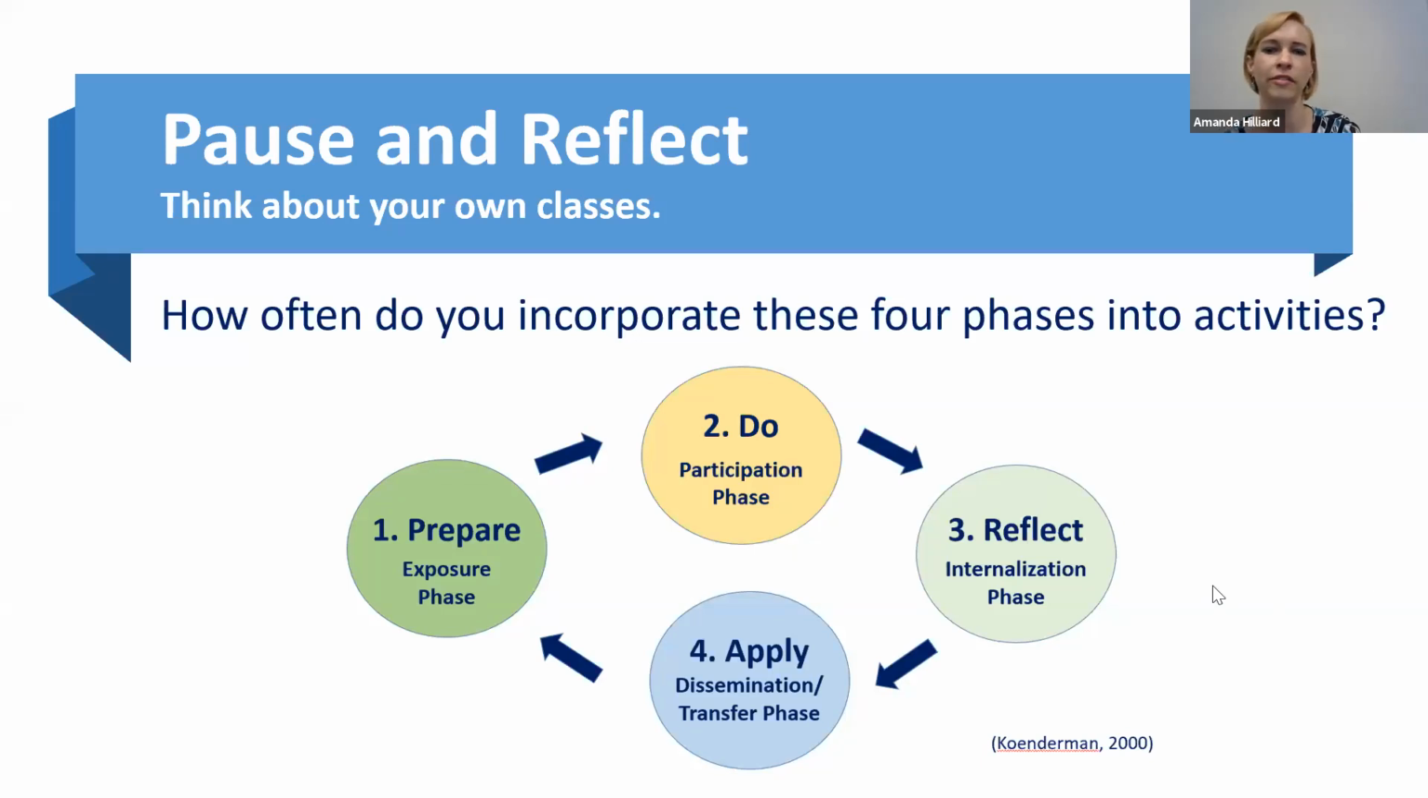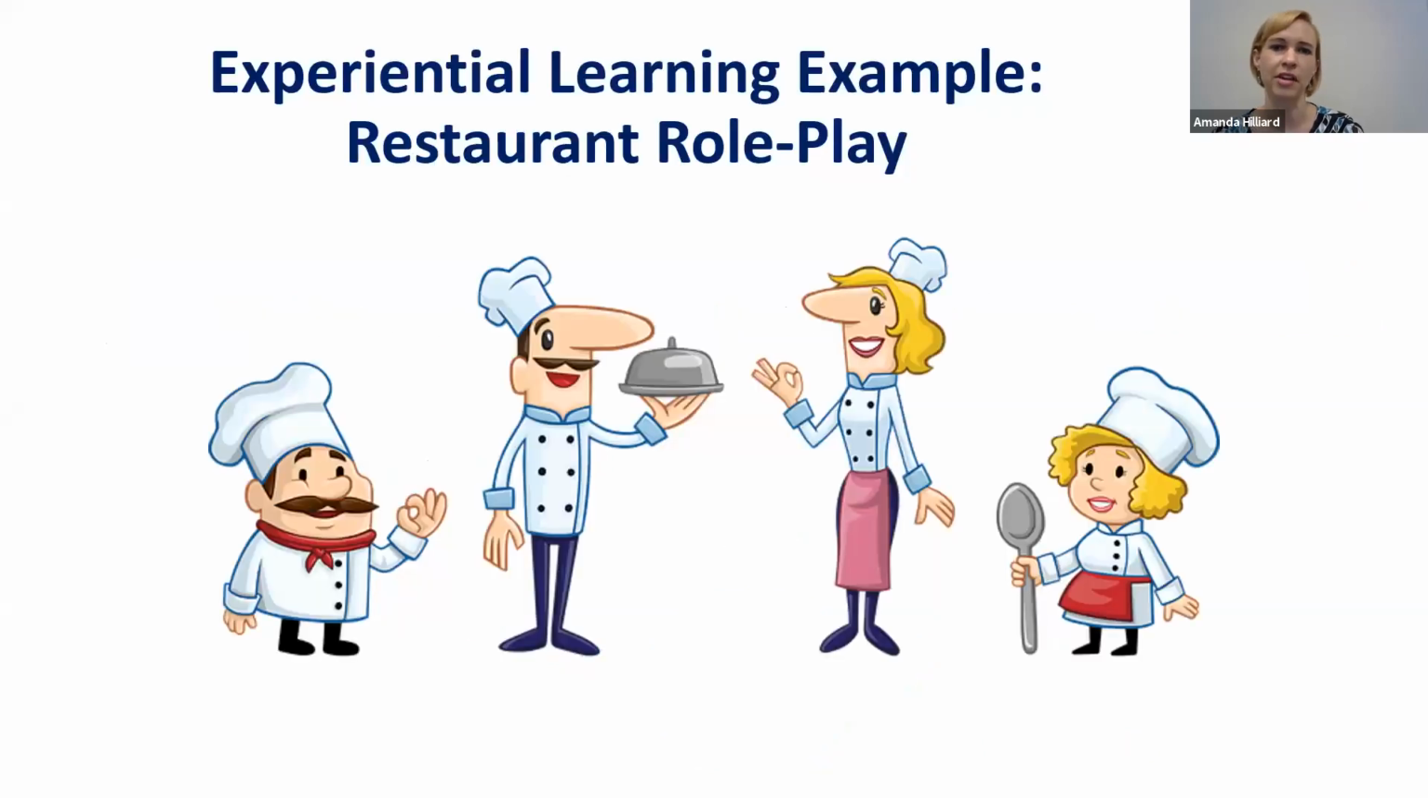Yeah, so it sounds like some of you are already using a lot of these phases, which is great, but maybe some of you said seldom or only sometimes. So hopefully you'll get some ideas about how you can incorporate all 4 activities into your classes. Great, let's take a look at a specific example just to make the theory a little bit clearer. So I want to show you these 4 phases using a restaurant role play, an activity that you guys have probably used in your classes before. And I told you the technical term for each of the phases, but from here on out, I'm just going to use the simple verbs: prepare, do, reflect, and apply.